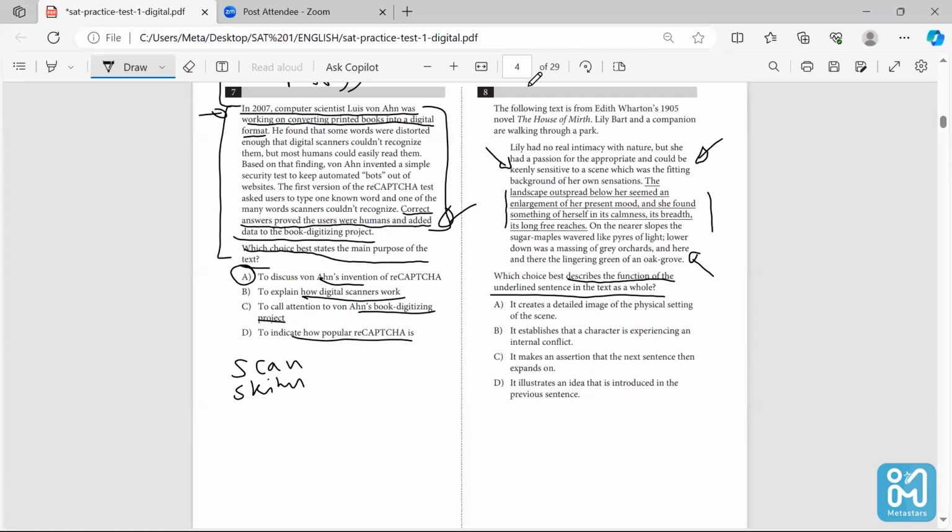Here they ask you again, in the exam they will ask you to find the main function of the underlined sentence. They're going to underline sentences and they ask you what?